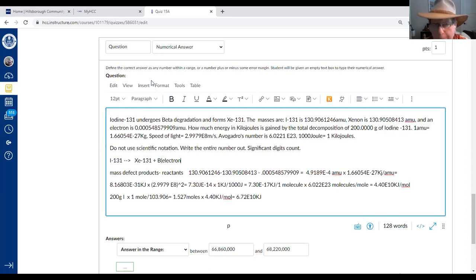We are going to go through that problem today. This is a mass defect turned into energy. We will go through that today. It's one of the last things we're going to do.